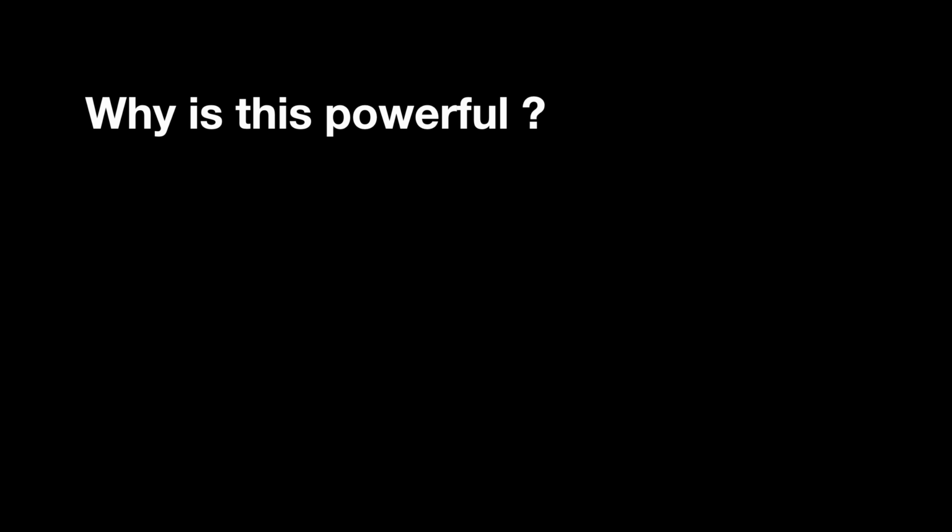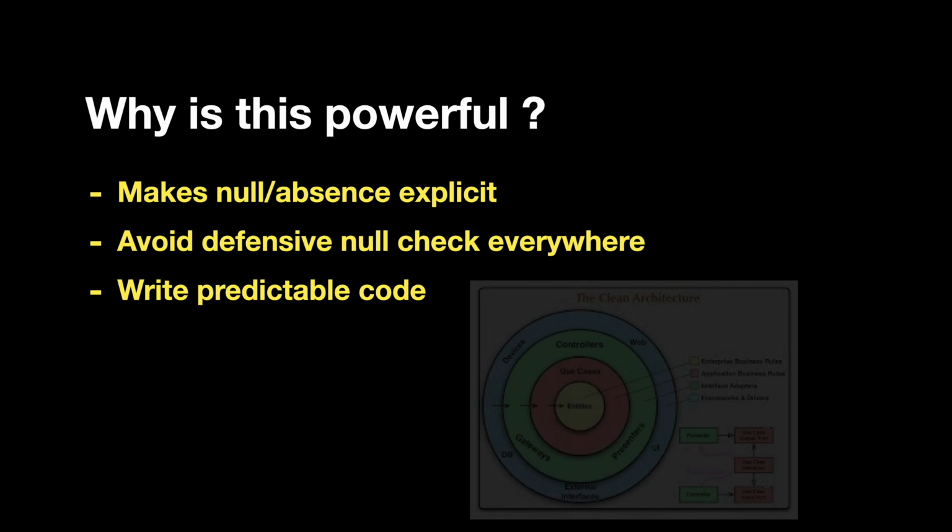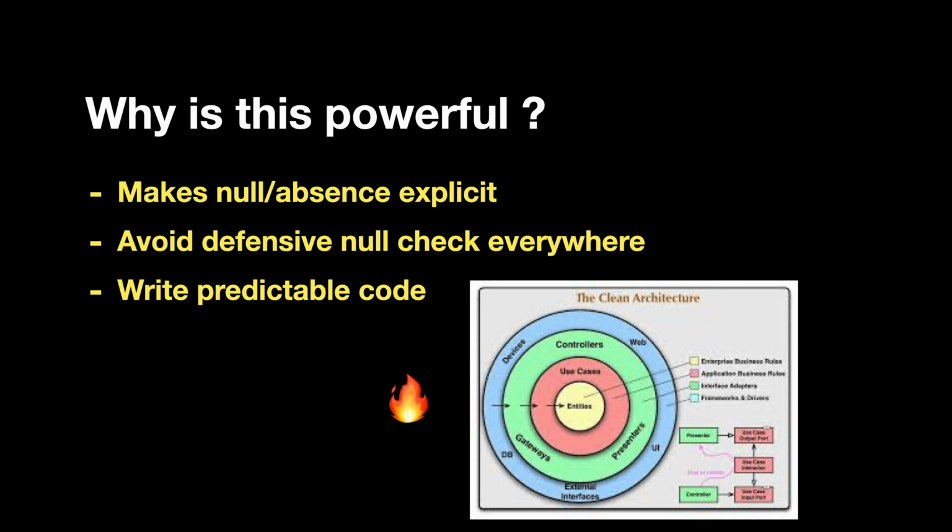Why is this powerful? Because it makes absence explicit. Avoid defensive null checks everywhere and write predictable code. This way of handling nullable values is extremely popular in clean architecture.